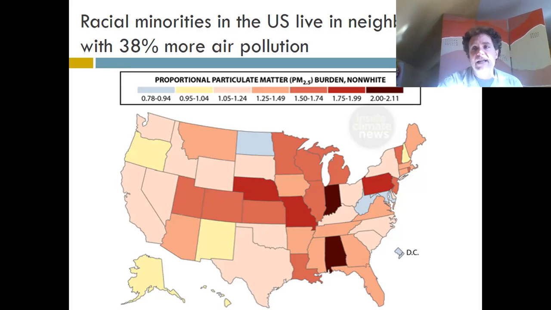One clear way to see this is pollution, right? The racial minorities in America live in neighborhoods with 38% more pollution, right? So by just being a racial minority in America, you're more likely to live in a neighborhood or in a place that has more air pollution.